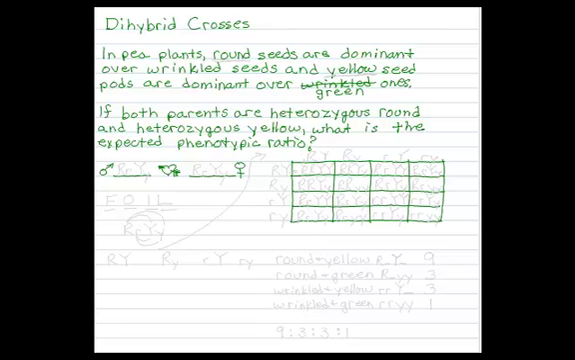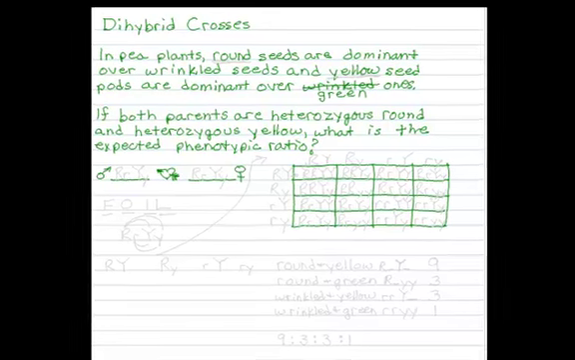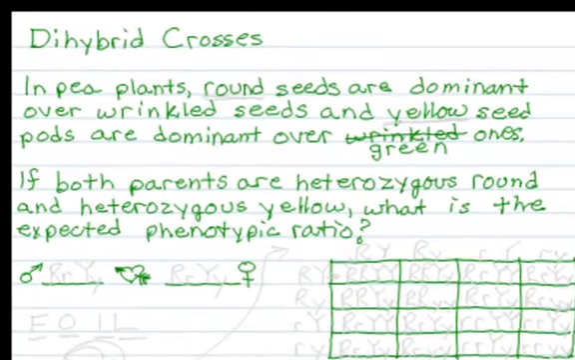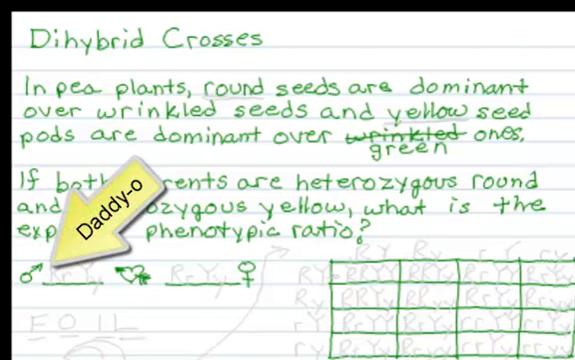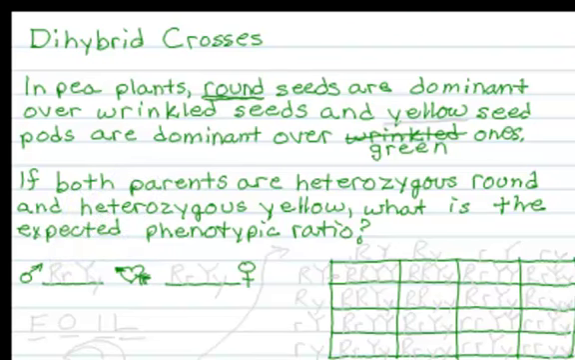So the first thing we have to do is figure out what the genotypes of each parent is. So here's Dad, and if both parents are heterozygous round, well, round is dominant, which means you're using an R, and heterozygous means there's one of each. So big R, little r, and heterozygous yellow. Well, yellow is dominant, so we're using the letter Y. So we have big Y, little y. And both parents have the same genotype, so they're both big R, little r, big Y, little y.